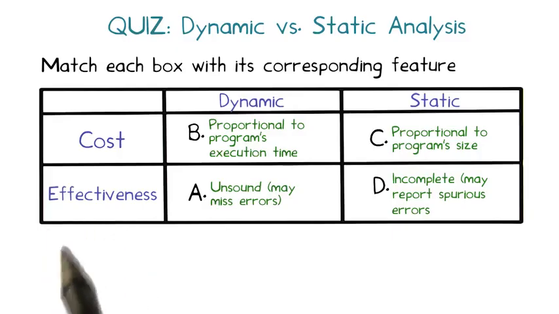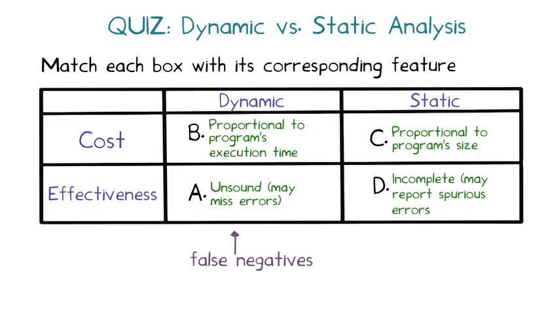Now let's look at effectiveness. As we saw in the example about program invariants, a dynamic analysis may miss errors, as it inspects only a finite number of runs, whereas the program may contain an unbounded number of paths, some of which are not covered by those runs. We say that a dynamic analysis is unsound. In other words, it may produce false negatives.